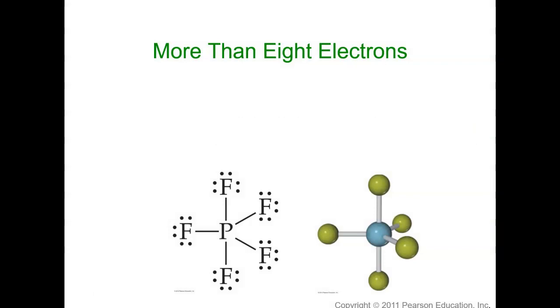Okay, so look at this. This is the structure, and this we'll see with formal charge is a happy structure. But look at phosphorus right here. Look at how many valence electrons it has. It has 2, 4, 6, 8, 10. What? How can it do that? Well, the key is in the electron configuration for phosphorus.